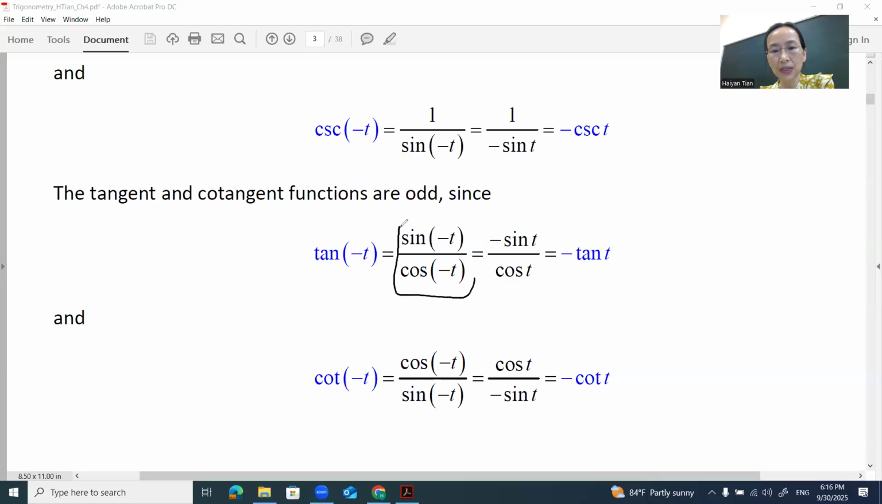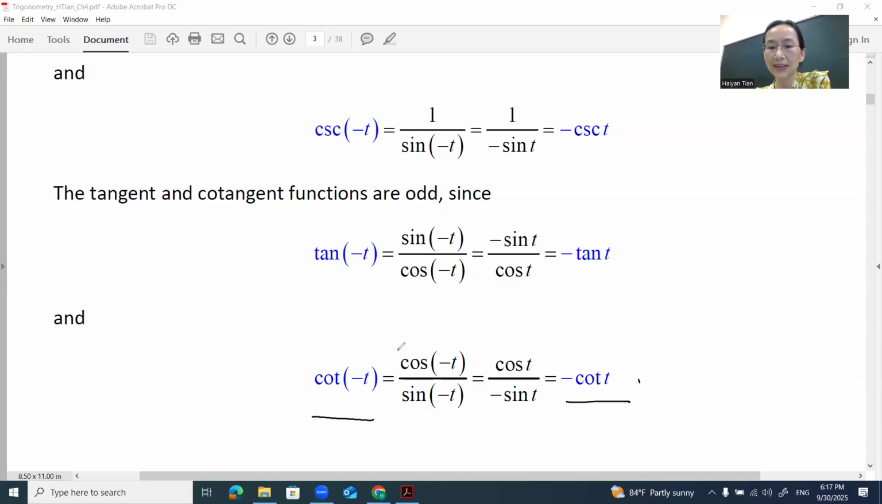And similarly, we use the quotient property. We can show that the tangent function is odd. This is true for any t. So tangent negative t is negative tangent t. That shows the tangent function is odd. How do we prove it? We can use the even and odd property of sine and cosine. And then cotangent negative t is negative cotangent t. So that means cotangent is also odd.